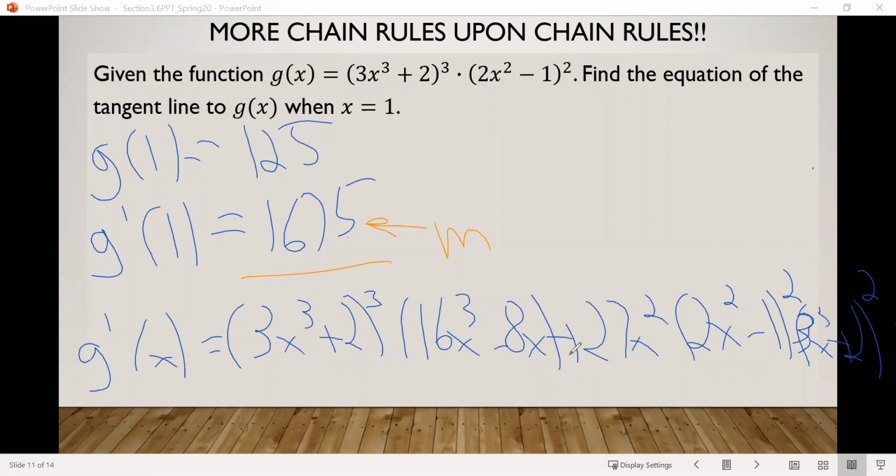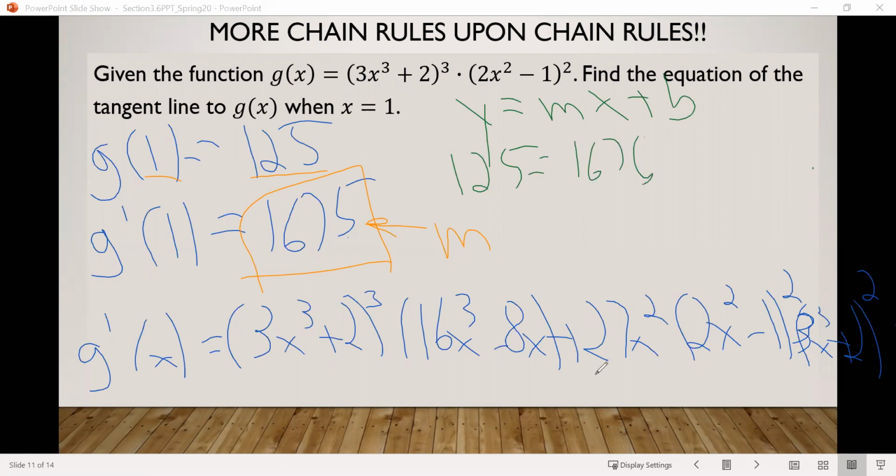To find the equation of a tangent line, or any line really, we need a slope, and then we need a point, which we have here. So we can put this into our y equals mx plus b, or f of x equals mx plus b. Plug in the information we have, so we would have 125 equals 1675 times 1 plus b. You can solve for b here. If you do that, you'll end up with negative 1550.